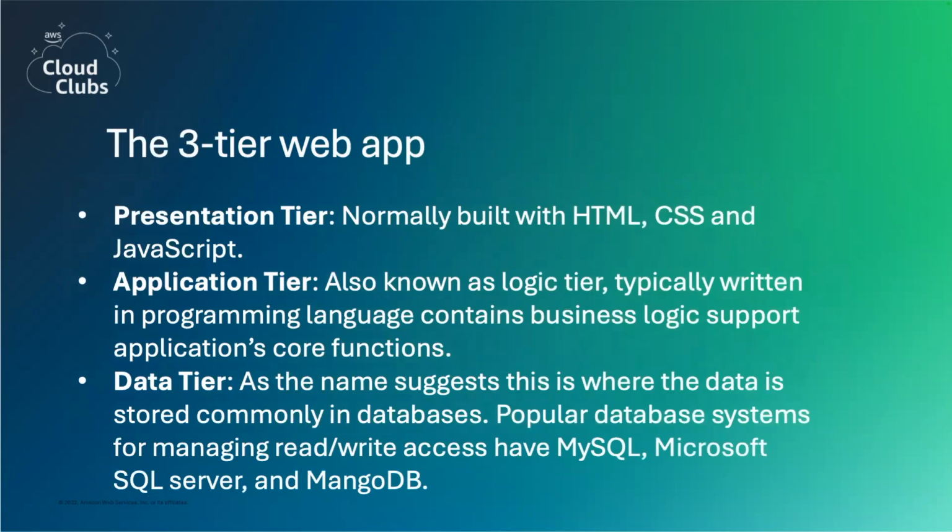Those three tiers: presentation is normally built with HTML, CSS, and JavaScript. A lot of frameworks you might be aware of, like Angular, React, and Vue, are getting more popular nowadays. And the application tier is normally known as the logic tier, which you normally write in a programming language and consists of the business logic that supports your application's core functionalities.